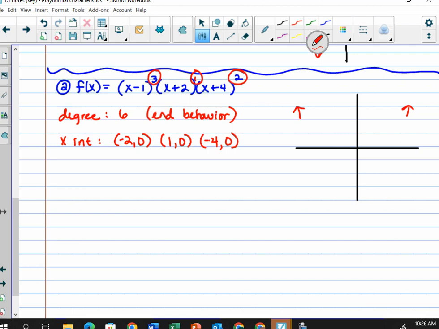So I'm now going to plot those 3 points. So -2, I'm going to just put a couple tick marks. There's -2. 1 and -4. Include the tick marks so we can see where we actually are on the graph.